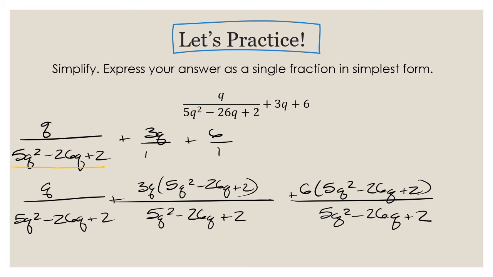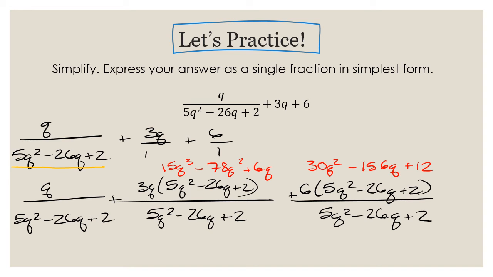I'm going to combine all of the tops. And actually before I do that, let's FOIL this out. 3q times 5q squared is going to give me 15q cubed. 3q times negative 26 is going to give me negative 78q squared. And then 3q times 2 is going to be plus 6q. Now let's do this one. 6 times 5q squared is going to give me 30q squared. 6 times negative 26 is going to give me negative 156q, and then 6 times 2 is going to give me 12.